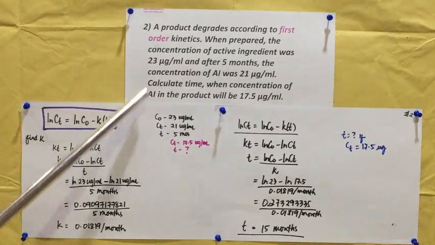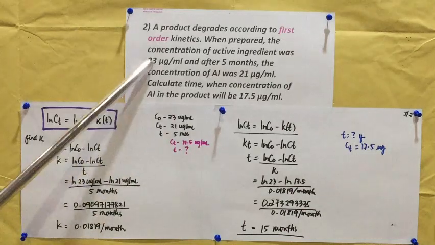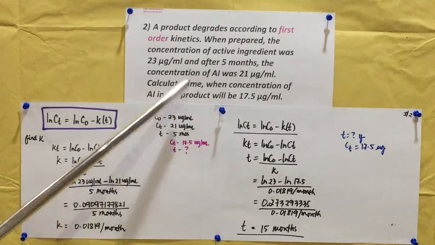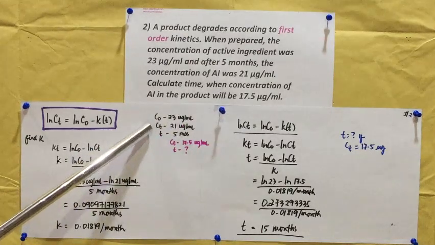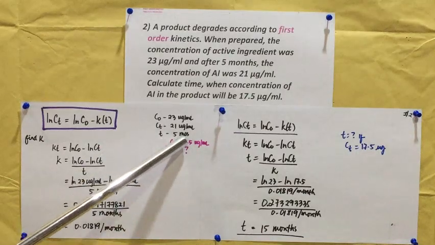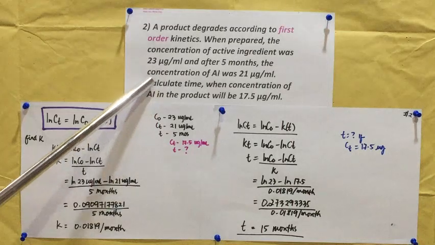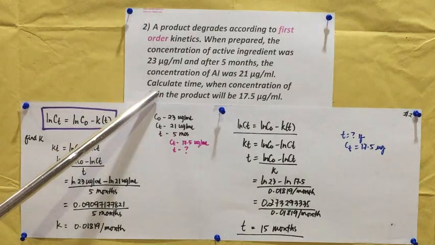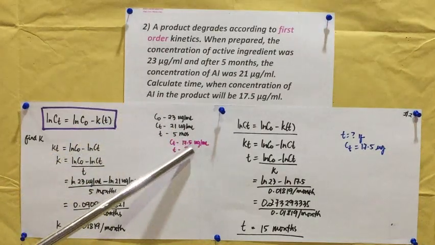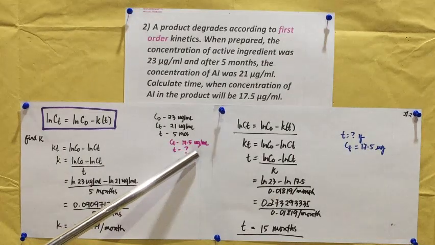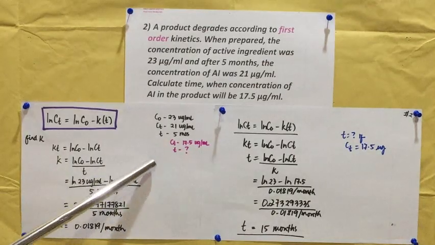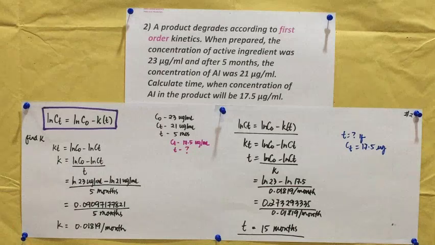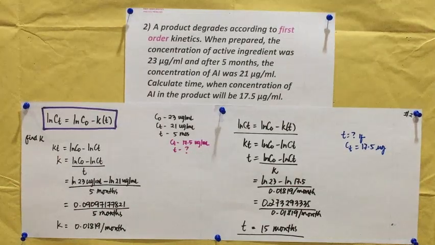So, in this problem, let us try to know the given. 23 microgram per ml is the initial concentration at time 0. 21 microgram per ml is the CT at time 5 months. Now, what is being asked is to calculate the time when the concentration of the active ingredient will reduce to 17.5 micrograms. Looking at the given, there is an initial concentration. So, there are two approaches to solving this problem, or two formulas can be used to solve this problem.